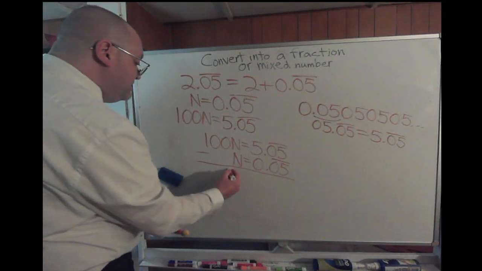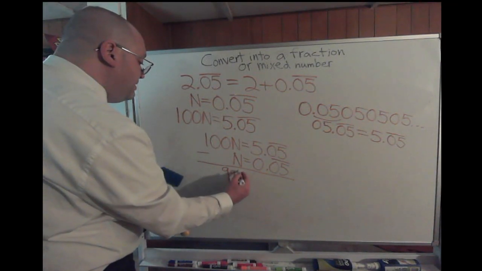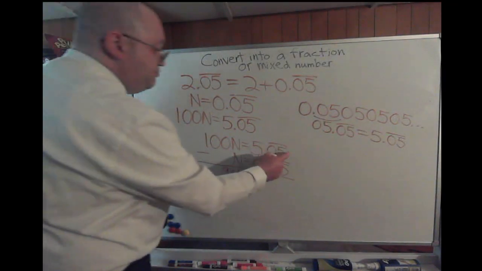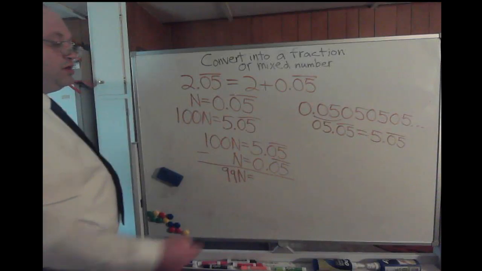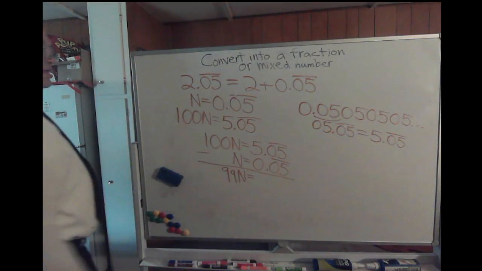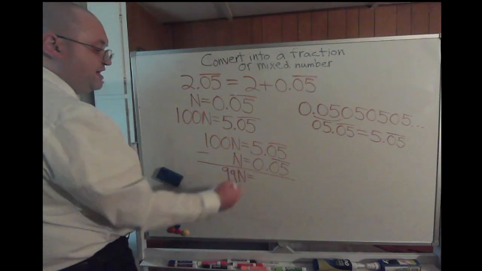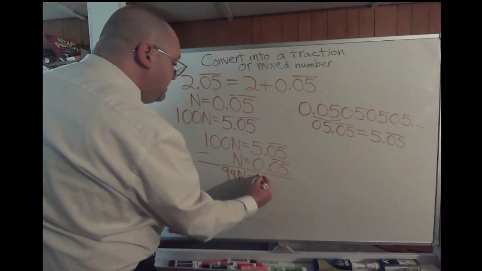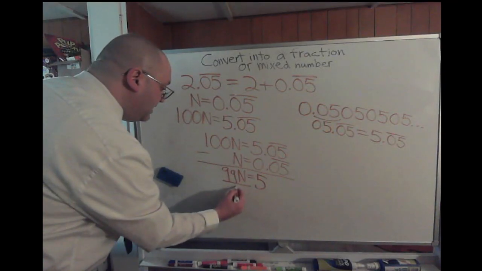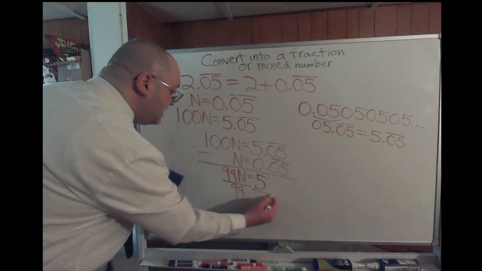100n minus n is 99n. On the right side, you have 0.05 bar minus 0.05 bar. That goes away, makes it 0. You just have 5 minus 0, which is 5. You have 99n. You need to get n by itself. You divide it by 99. Got to do it to the other side, too.